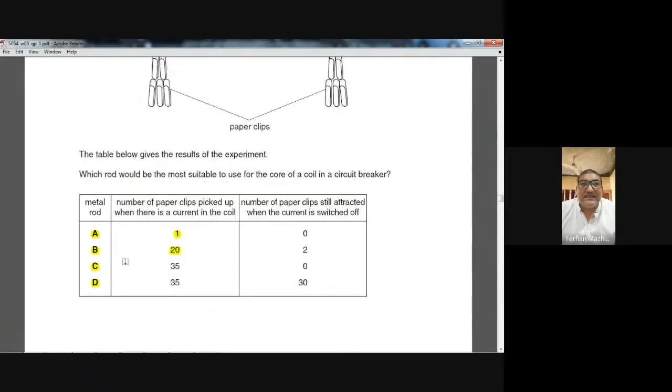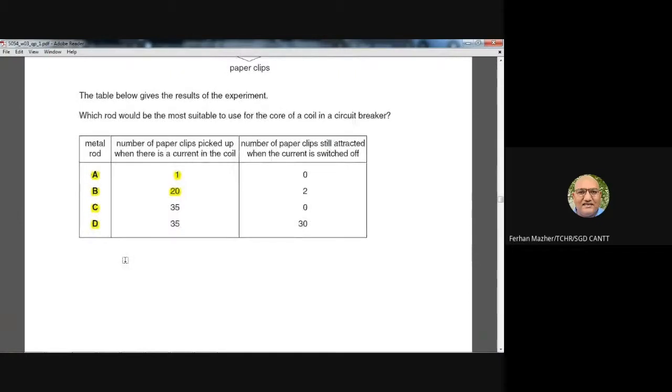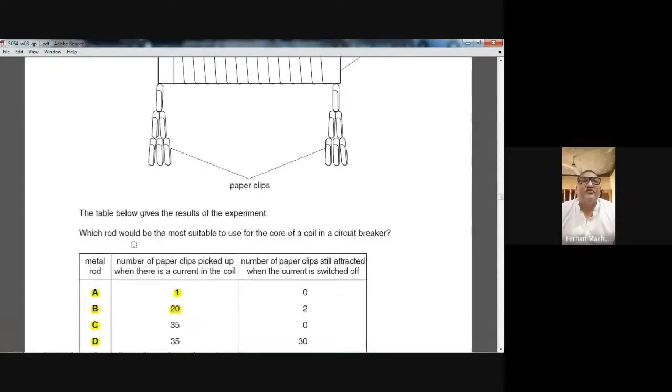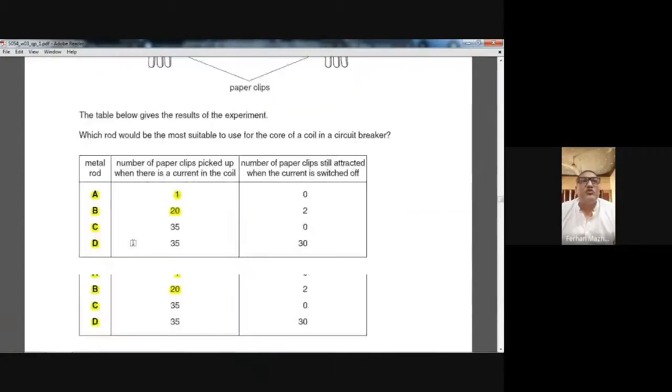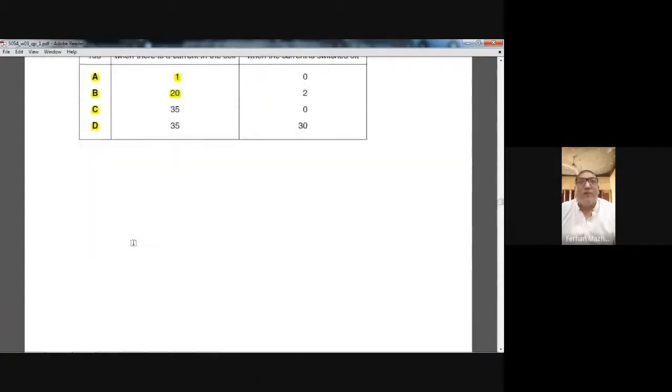By chance, you see this highlighting has gone wrong. So the option is C, because when the current is provided, it picked up a lot of paper clips, but when the current is switched off, it has dropped all the paper clips. So this is the best material to be used. So C is the right option. Question number 22, C is the right option.